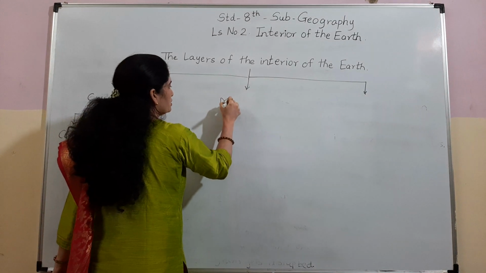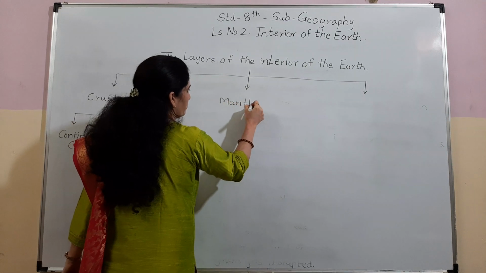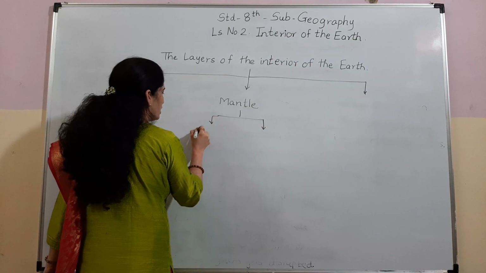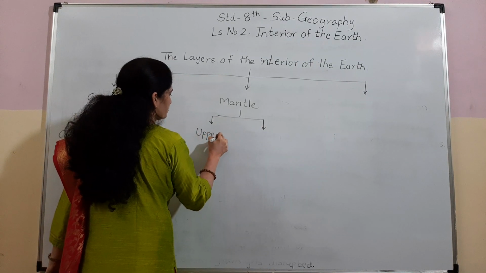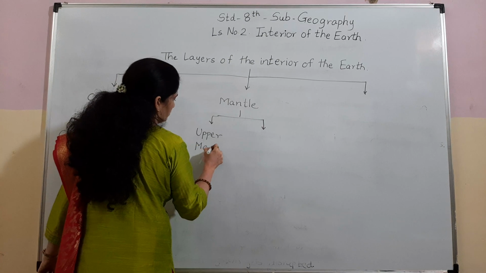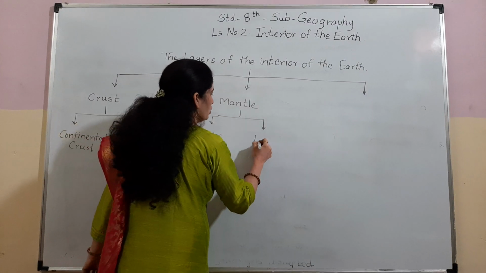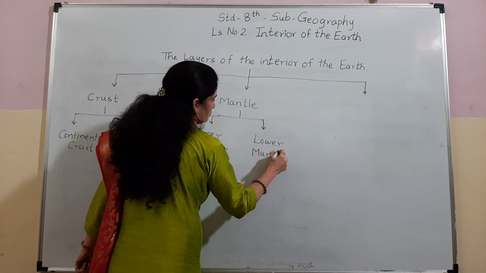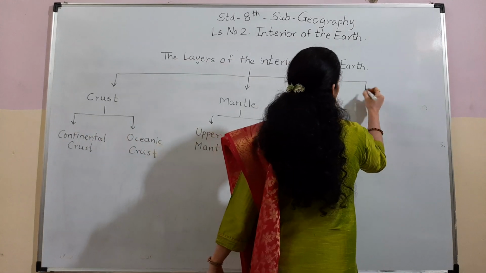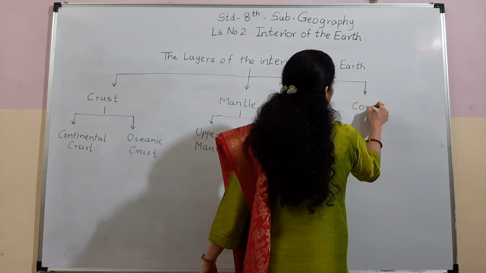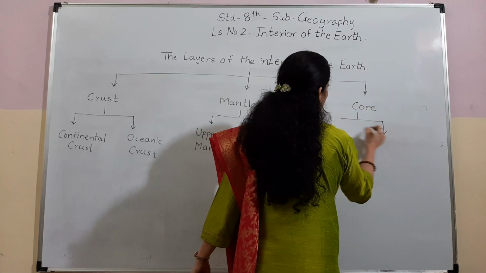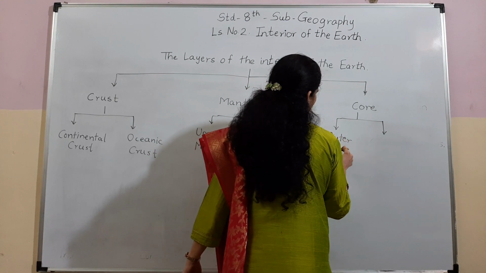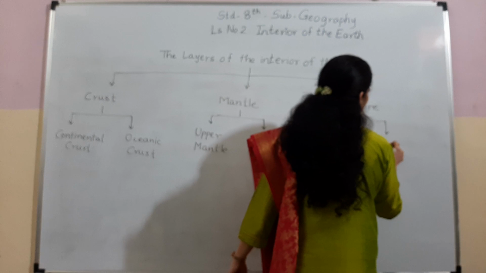The second layer of the earth's interior is the mantle, and the mantle is further divided into 2 types, that is upper mantle and lower mantle. And the third layer is the core, and the core is further divided into 2 types, that is outer core and inner core.